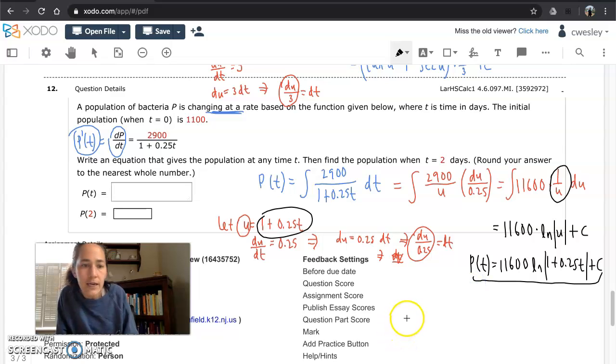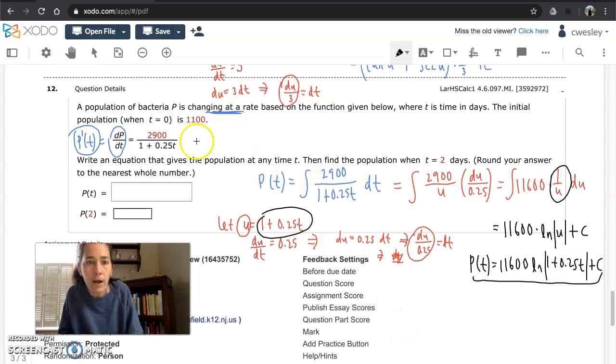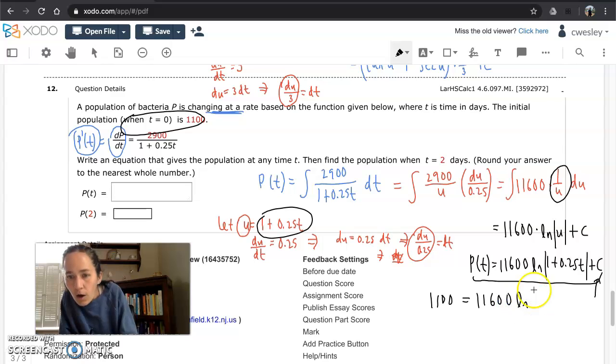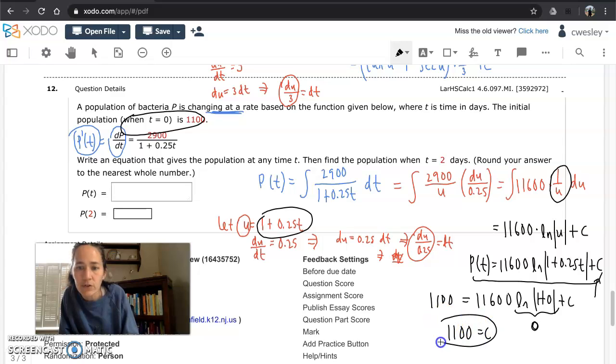That's answer number 1. Answer number 2 just has to do with the plug-in. In my problem, there's something I forgot. I forgot to get C. So that isn't answer number 1 yet. I guess what I should do next is use this initial condition. When t equals 0 in my problem, P of t equals 1100. So 1100 equals 11600 ln of 1 plus 0.25 times 0, so 1 plus 0, plus c. This is the natural log of 1, which is actually just going to be 0. This whole thing turns out to be 0, and in my problem, c gets to be 1100. So I would say when you type in your answer for this first part, instead of putting plus c in the end, can you put plus that value?